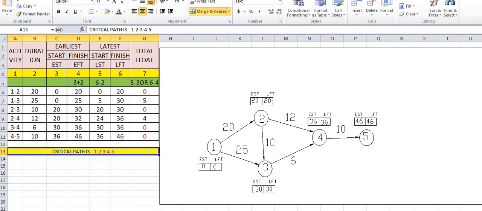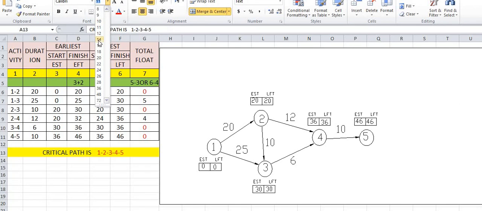So the critical path values are very important. How to calculate the critical path? In this way we have calculated the critical path. Here we have to draw a double line for the critical path also. So 1 to 2 is the critical path, 2 to 3 is the critical path, 3 to 4 is the critical path, and 4 to 5 is the critical path.